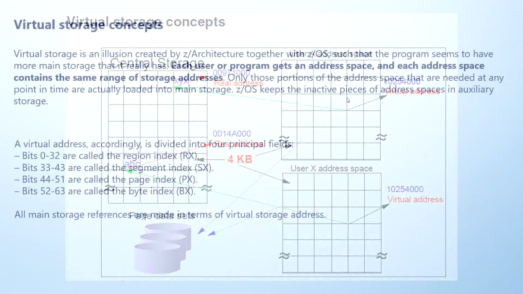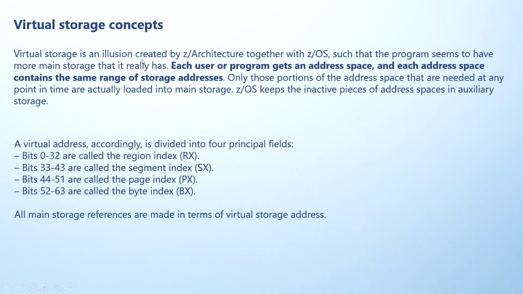Okay. As we discussed, virtual storage is an illusion created by the Z architecture, where the program seems to have more storage than it really has. By that, each user or program gets an address space, and an address space is nothing but a range of storage addresses. Only the active parts of instructions or data are present in main storage, and the inactive parts go into auxiliary storage.